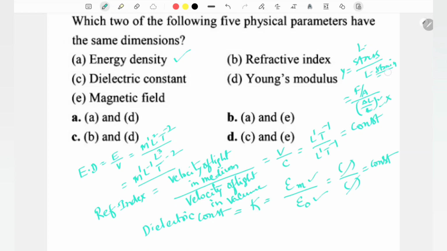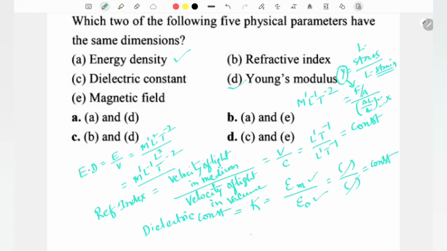That is, strain has no unit. So the unit of Young's modulus is similar to F by A, that is pressure, which is equal to M^1 L^-1 T^-2. This is the dimensional formula for Young's modulus.